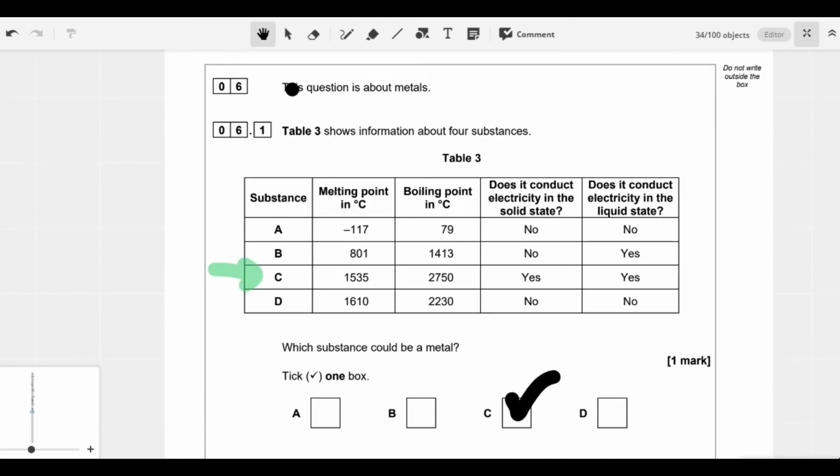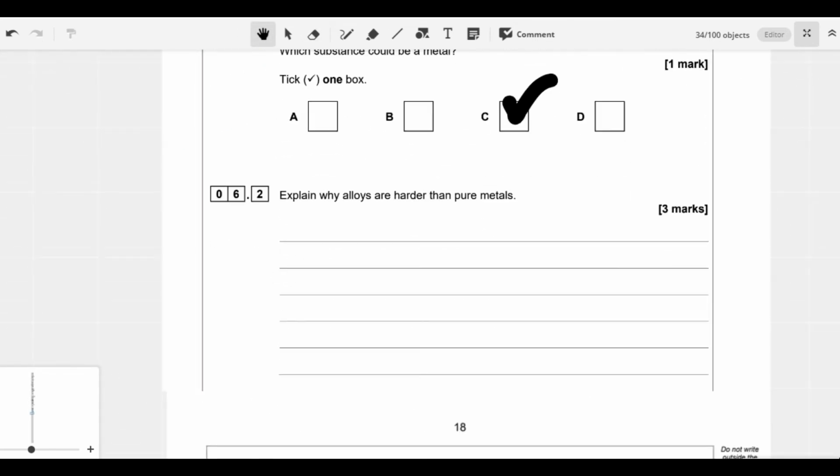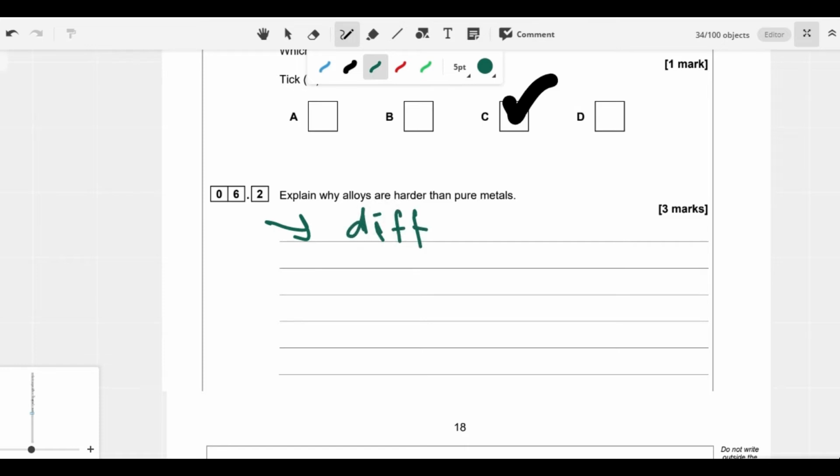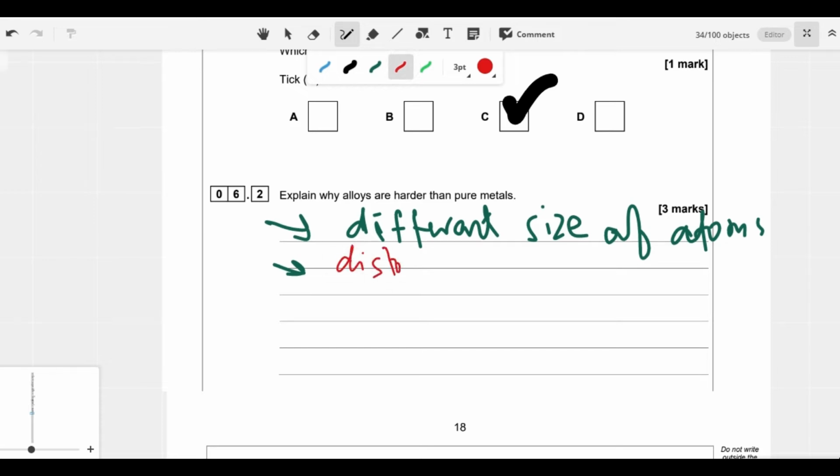Okay. Now the next one: explain why alloys are harder than pure metal. There are a lot of reasons, but you have to write that the atoms are not the same size. The atoms present in the alloy are of different sizes. Okay. The second reason: what will happen when they have different sizes of atoms? The layers are not regularly arranged, so the alloy contains distorted layers.